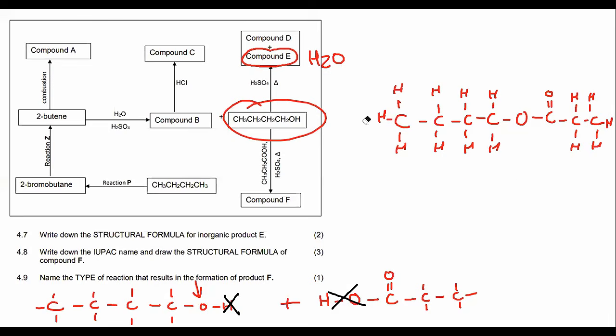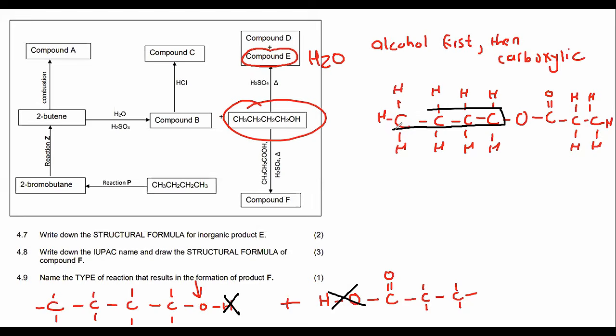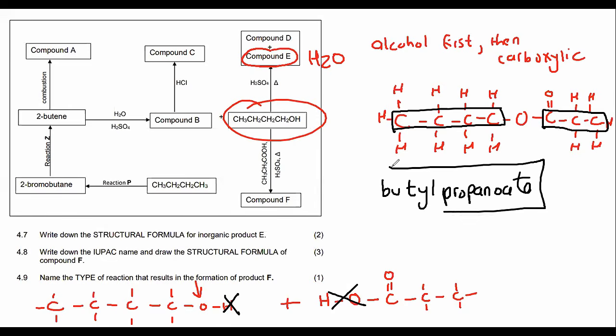Now, the name of the molecule, can you remember how to name an ester? You always say the alcohol first. So alcohol first, and then the carboxylic acid. So the alcohol has 1, 2, 3, 4 carbons, so what we do is we say butyl. And then the carboxylic acid part has 3 carbons, and so that's going to be propanoate. And so that is the name of that ester, butyl propanoate.